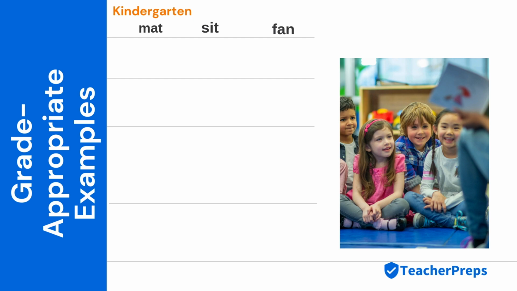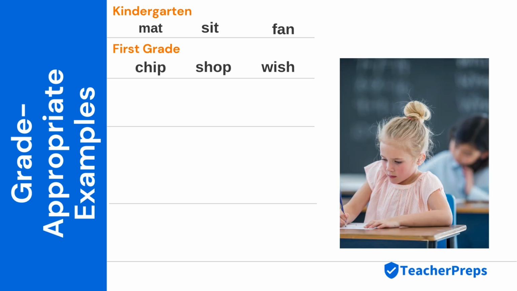So from kindergarten, us effective teachers can present these types of words to our students. Mat, sit, fan. Notice how straightforward the CVC pattern is. These patterns are the most simple, and that's why we start with them. For first graders, it moves up a notch. What do you notice? What do you see?